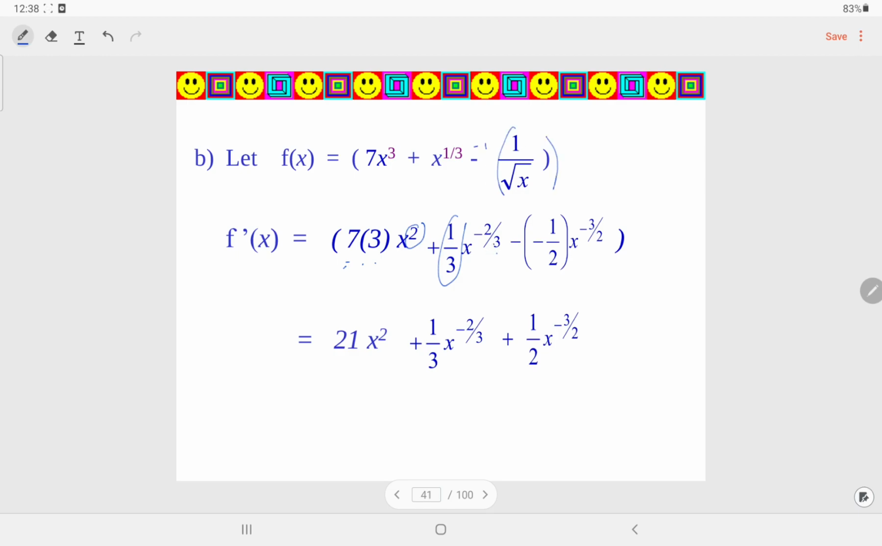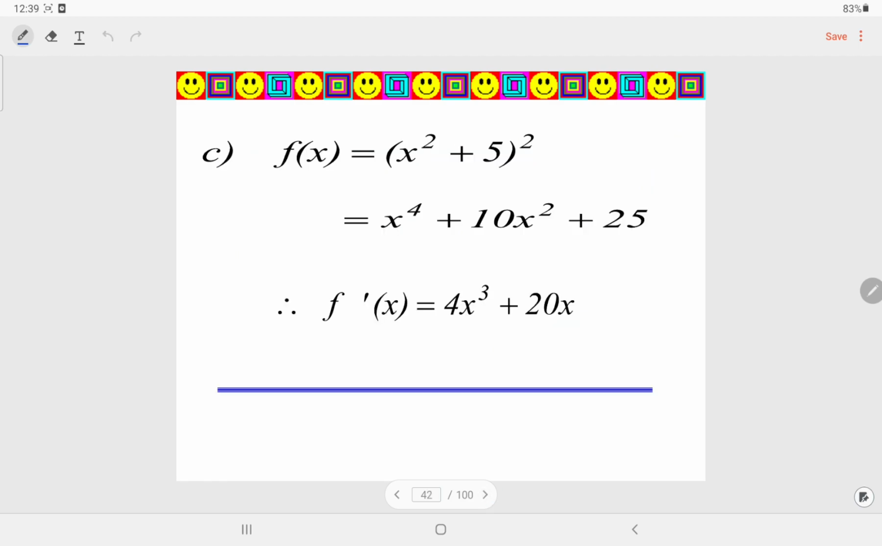Minus, since 1 over square root of x is equivalent to x to the power of negative 1 over 2. So negative 1 over 2, x to the power of negative 1 over 2 minus 1. So we get negative 3 over 2. So 7 times 3, 21. Okay, solve this one, minus positive.